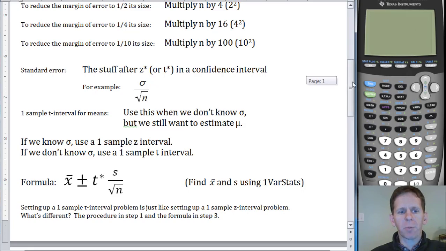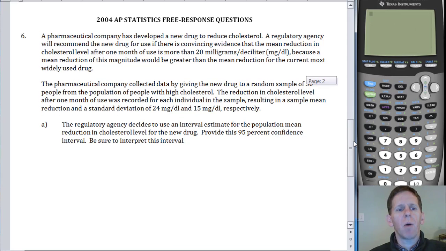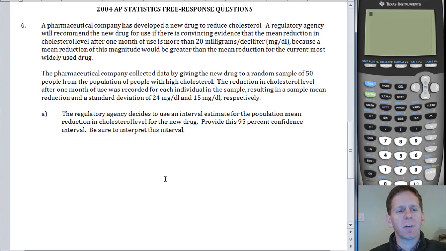So as we look at our next problem, this is a problem from the 2004 AP exam. We're going to be trying to construct a confidence interval, and we'll be talking about the same 4 steps that we've been dealing with the last couple days with long way confidence interval problems. Our first step in a confidence interval is the 3 P's: procedure, parameter, population.